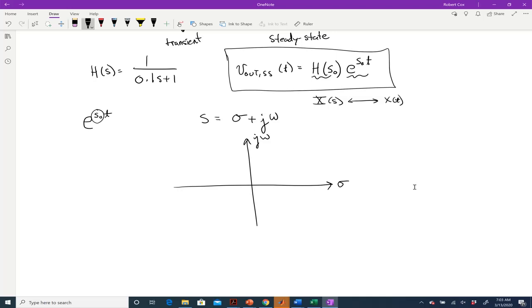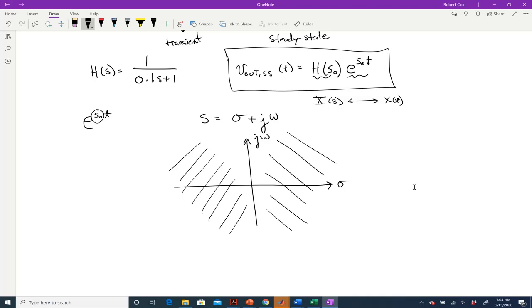Well, we've got a couple of different things that we can look at. If sigma, the real part, is a negative number, that means that this complex number s is somewhere over here. If sigma is a positive number, it means that it's somewhere over here. Well, what happens if sigma is 0? So let's say sigma is equal to 0. That means that s equals j omega. So that means that the number s is somewhere right on this axis, the j omega axis, okay?